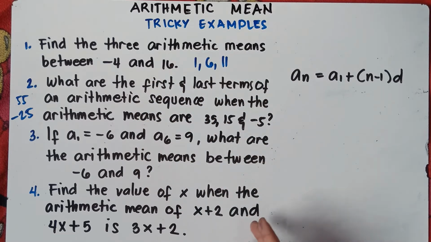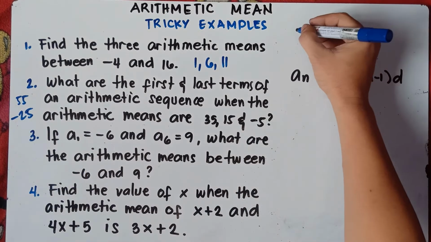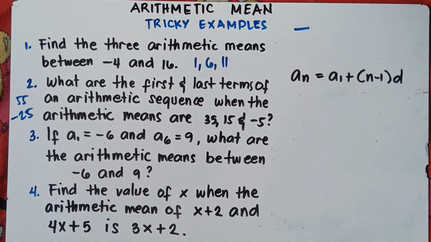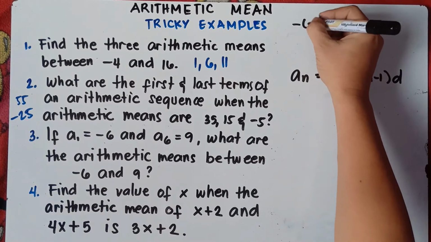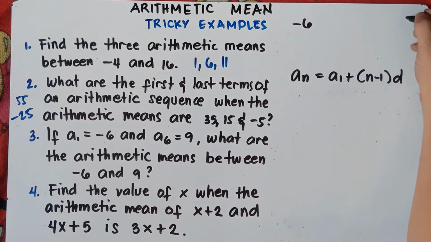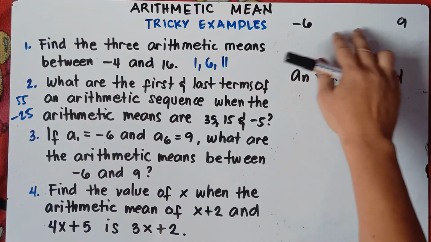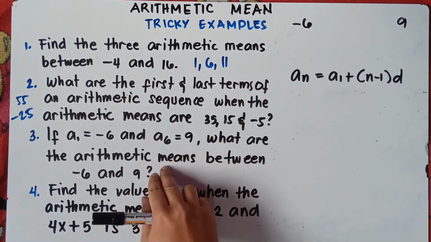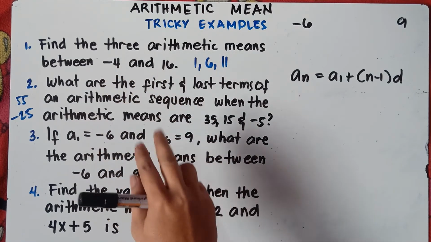So the thing that we will do, class, is we need to find the common difference and then we add. Once again, in number 3, class, we have first term negative 6. Let me just write here. First term is negative 6. So we have negative 6 for our first term and our last term is 9. And we are not sure, class, how many arithmetic means we will add, because it's not stated in this problem if we insert 3 arithmetic means or 4.